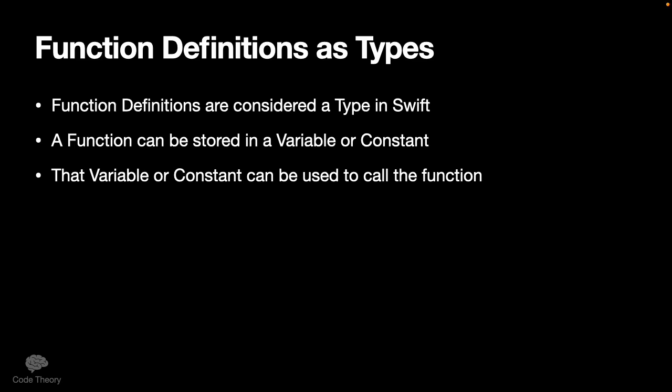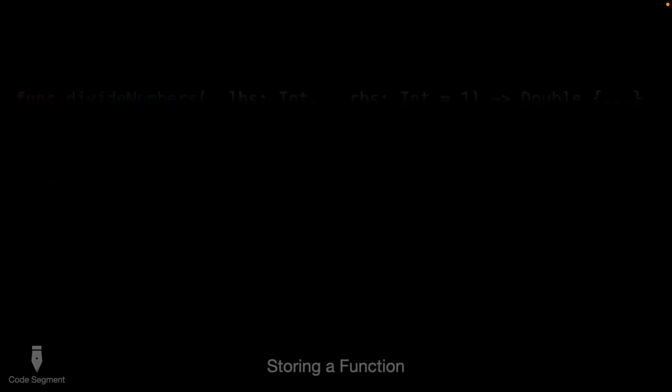Function definitions are considered a type in Swift. They are a type, they are a reference type, like classes and actors are. They are not value types, which means if you pass a function around, for example, then it is that same instance of the function that gets called when you call it from multiple places, okay? It can be stored in a variable or a constant. That variable or constant can be used to call that function.